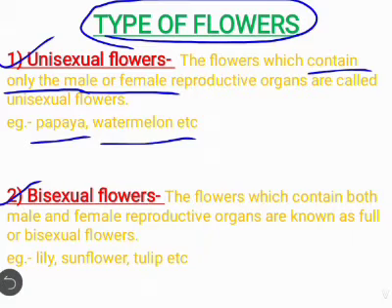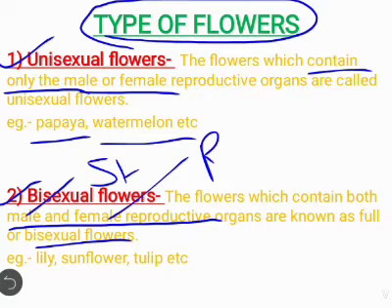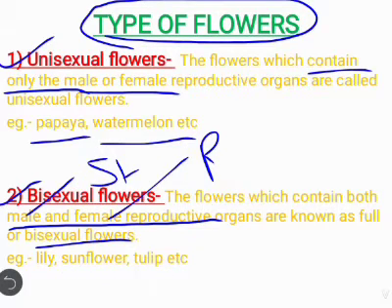The flower which contains both male and female reproductive organs is known as a full or bisexual flower. Male reproductive part is stamen and female reproductive part is pistil or carpel. The examples of bisexual flowers are lily, sunflower, tulip, hibiscus, etc. All are examples of bisexual flowers.